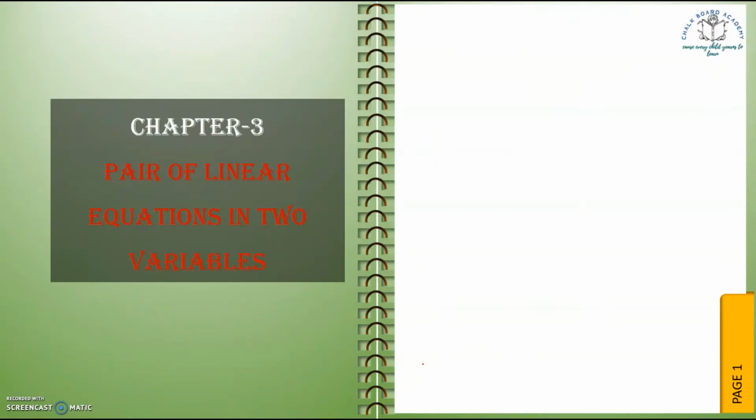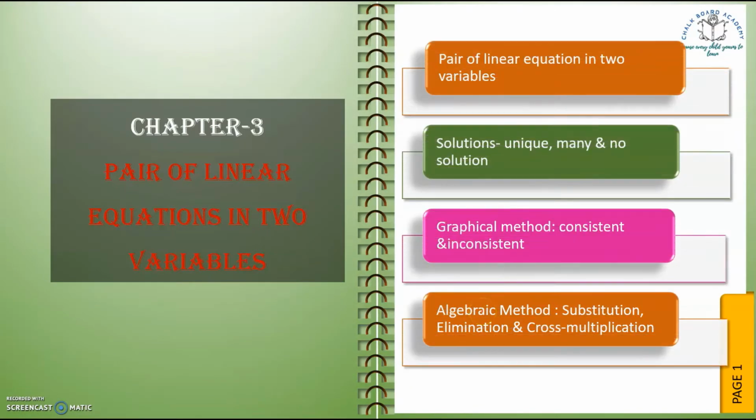In this lecture, we will be discussing chapter 3, that is pair of linear equations in two variables. So first, let's look into the topics we have already covered and what we have to cover. The very first topic we discussed was the pair of linear equations in two variables. Then we did the solutions, that is unique, many and no solution, and then the graphical representation of these solutions, and what are parallel lines, what are intersecting lines, and what are coincident lines.